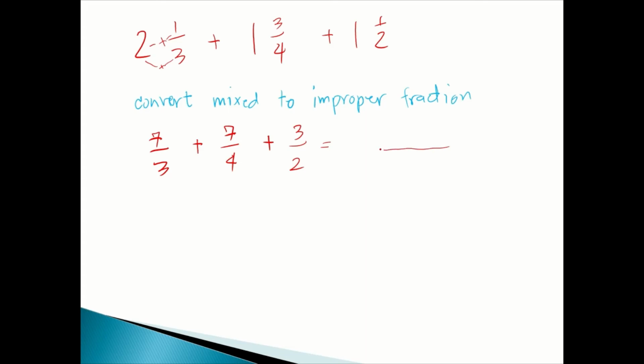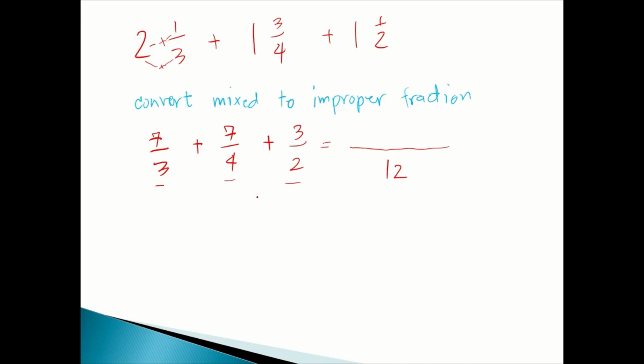With that, let's look for the LCD of 3, 4, and 2, which means the least common denominator. I think it's very easy. It is 12. Why? 12 is the smallest number which is divisible by 3, 4, and 2. Now we are ready to proceed.